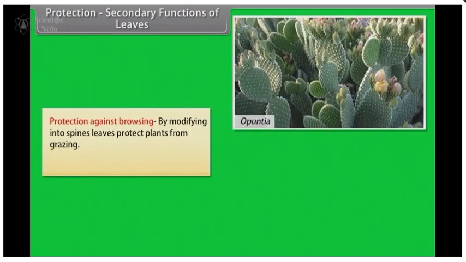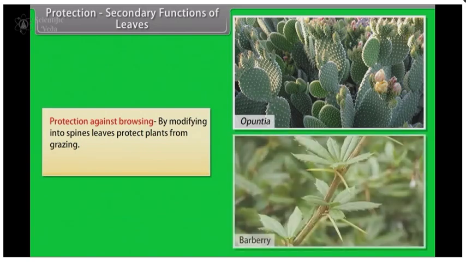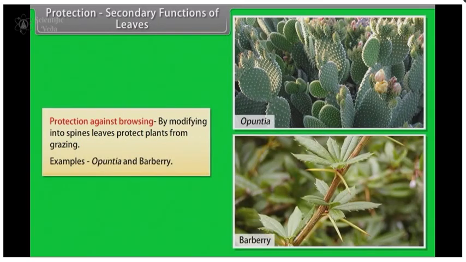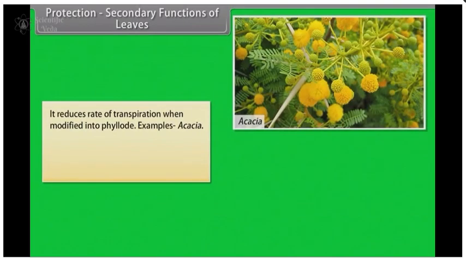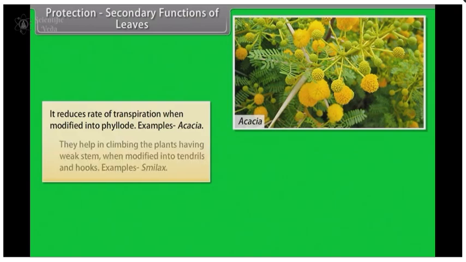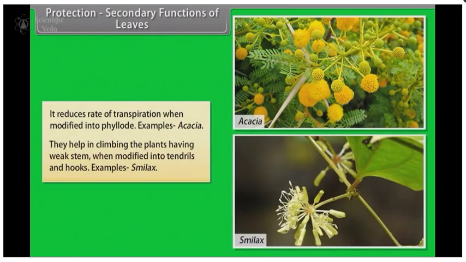Protection against browsing. By modifying into spines, leaves protect plants from grazing. Examples, Opuntia and Barberry. It reduces rate of transpiration when modified into phyllodes. Examples, Acacia. They help in climbing the plants having weak stem when modified into tendrils and hooks. Examples, Smilax.